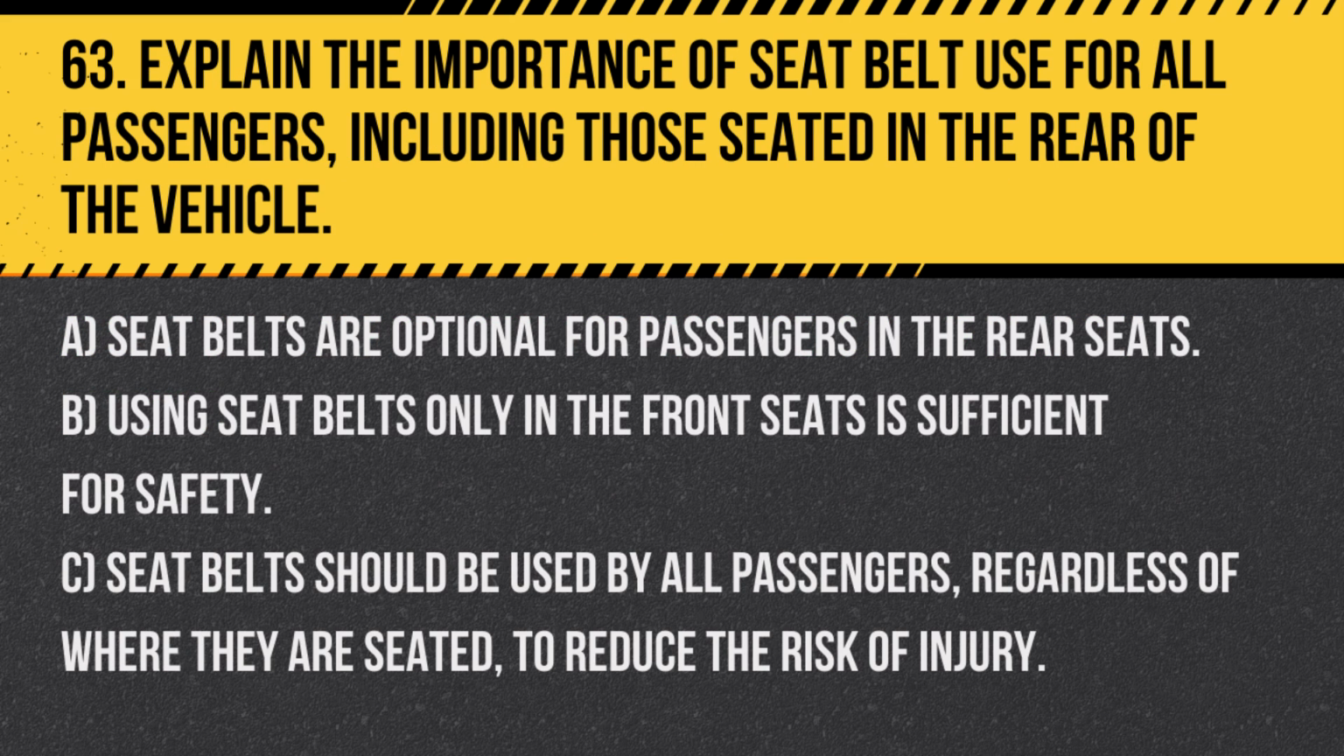Question 63. Explain the importance of seatbelt use for all passengers, including those seated in the rear of the vehicle. A. Seat belts are optional for passengers in the rear seats. B. Using seat belts only in the front seats is sufficient for safety. C. Seat belts should be used by all passengers, regardless of where they are seated, to reduce the risk of injury.